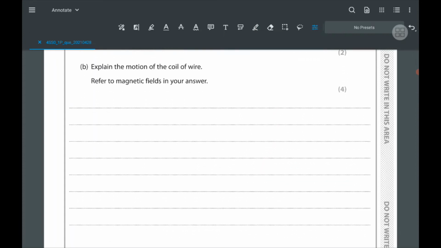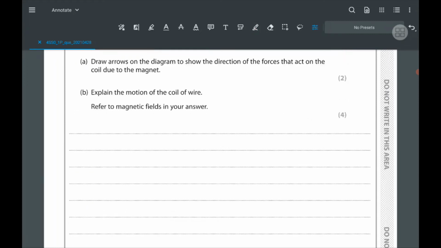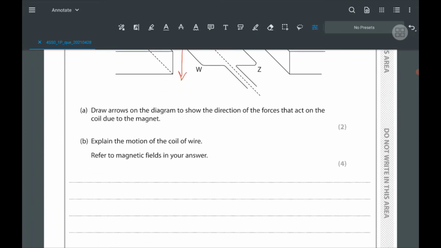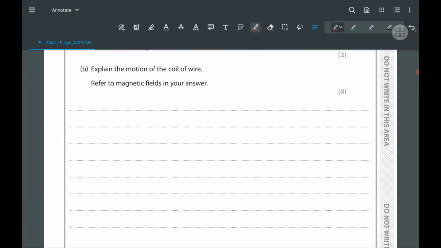Explain the motion of the coil of wire. Refer to the magnetic field in your answer. Now in this case they are asking what is the motion of the coil of wire and why, like how it is generated. So we can say first of all, the wire is conducting electricity, they have already given that the current is passed through the wire, so we know there's a magnetic field created. So we will write it this way: there's a magnetic field around the current-carrying wire.